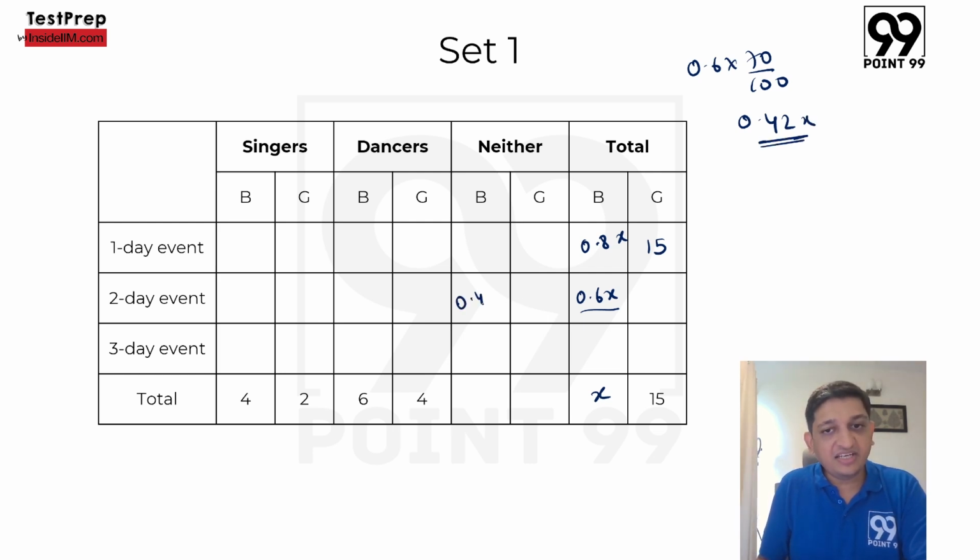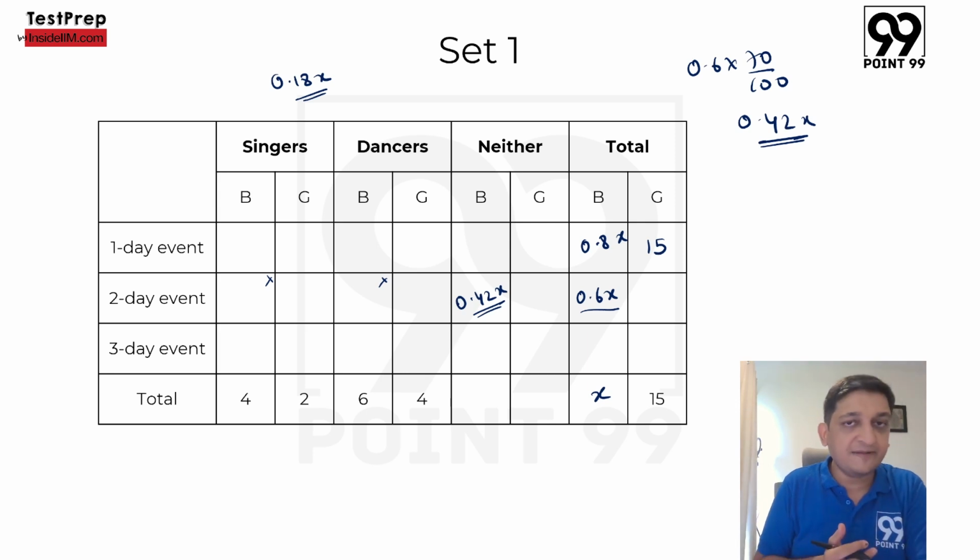So these people are neither singers nor dancers, which basically means that this particular cell and this particular cell will together add up to 0.18x. ये कहां से मिल गया? 0.6x में से अगर 0.42 लोगों को सिंगिंग और डांसिंग बिल्कुल नहीं आती तो 0.18x लोग वैसे होने चाहिए जिनको या तो सिंगिंग आती है या तो डांसिंग आती है. That's it, right? So that's basically how we are getting this, and this will give us a nice breakthrough.